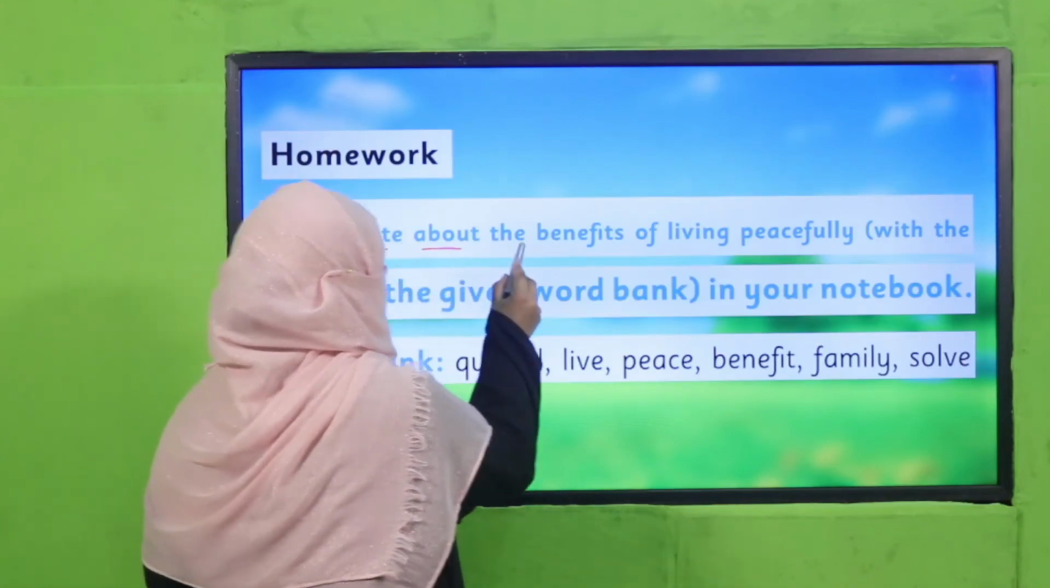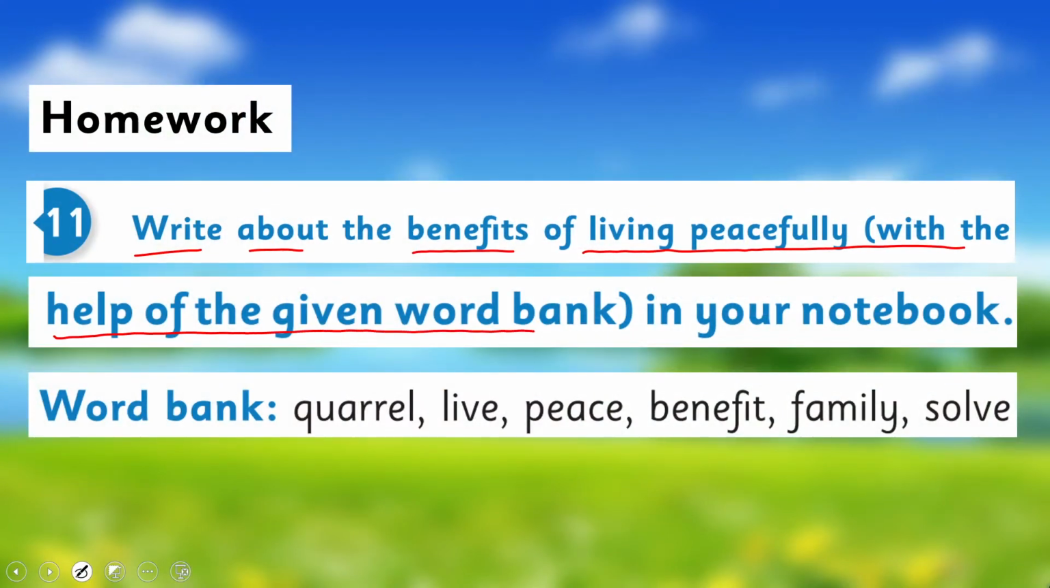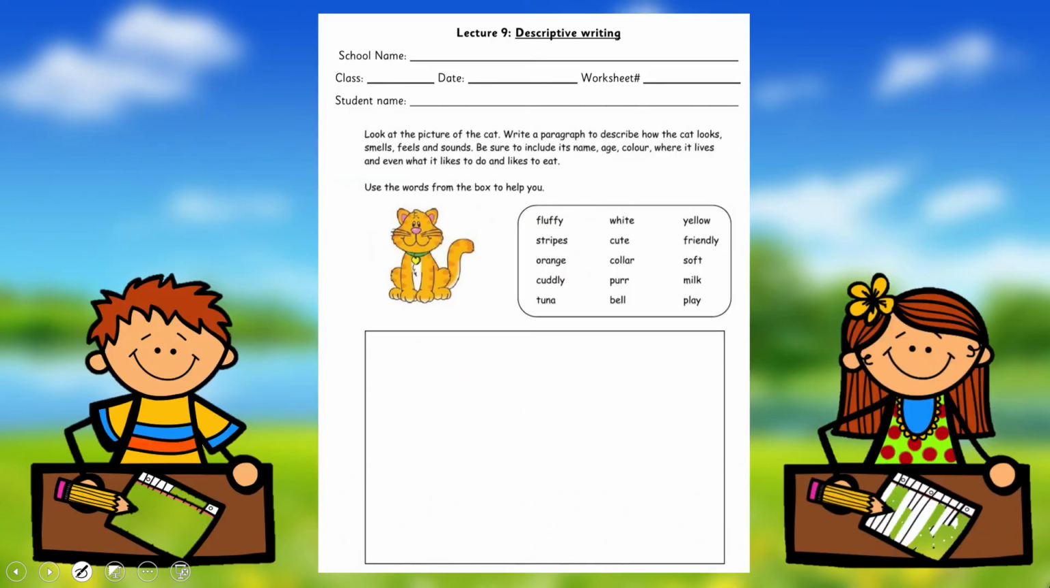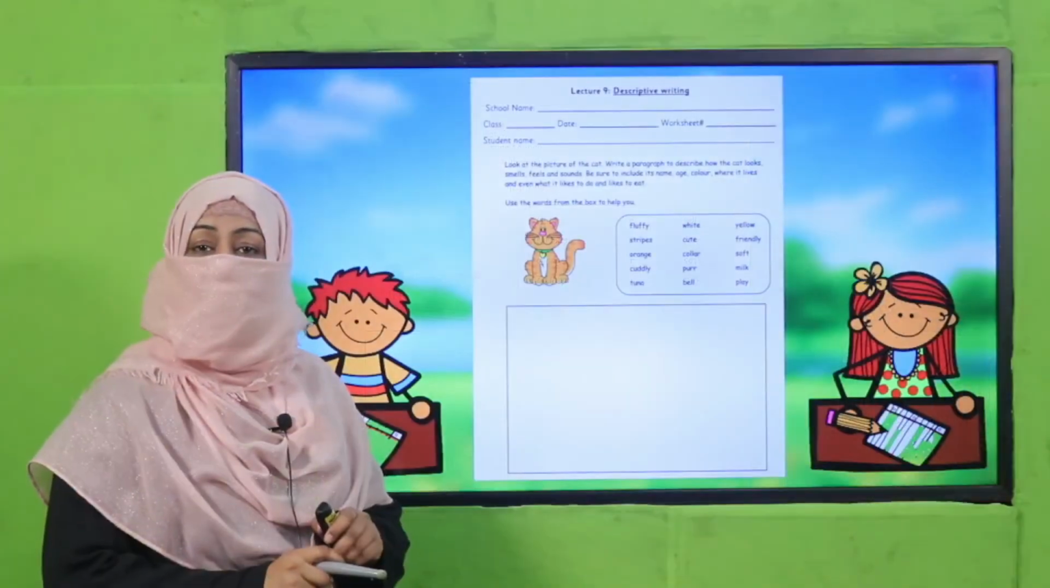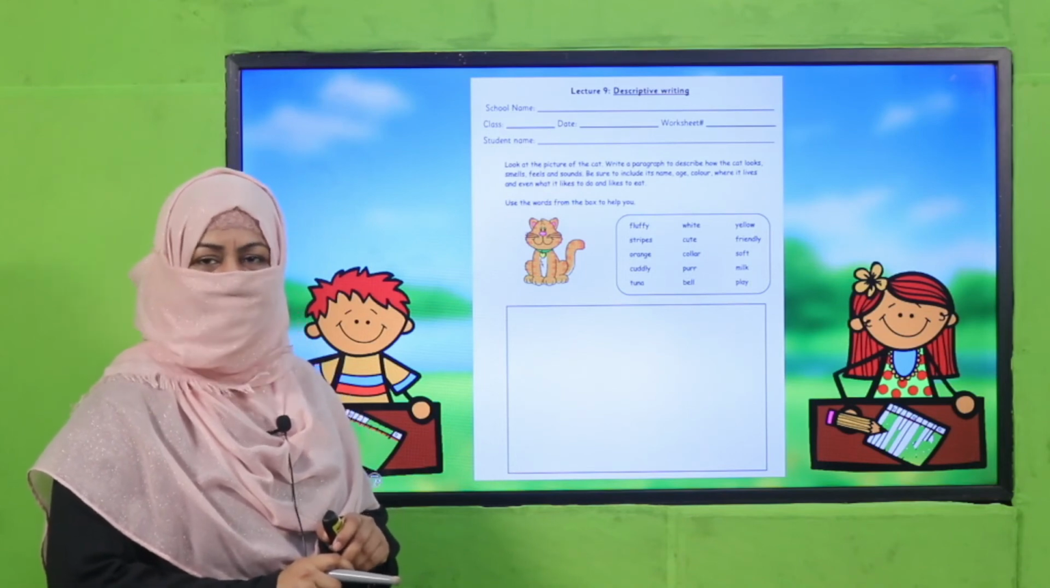You will write about the benefits of living peacefully with the help of the given word bank in your notebook. And the word bank is here. You will use these words and you will write about the benefits of living peacefully. Okay? It is your homework, and here is a worksheet, my dear fellow teachers. This worksheet, lesson plan, and PowerPoint presentation links are given. You may click it, download it, and kindly provide a printed worksheet to students for practice.